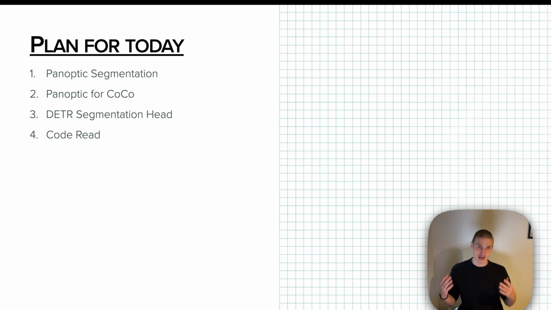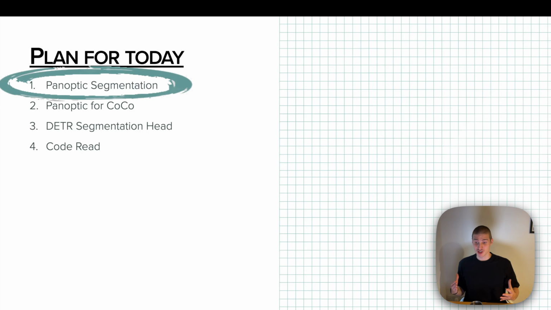And finally, we'll do the actual code read again of only the segmentation part. So we'll show a quick notebook on how to actually apply the model and read and debug into the code of the model itself. And then we'll look at the source code for DETR and how it is used for segmentation. And so let's start with the question of what is panoptic segmentation?